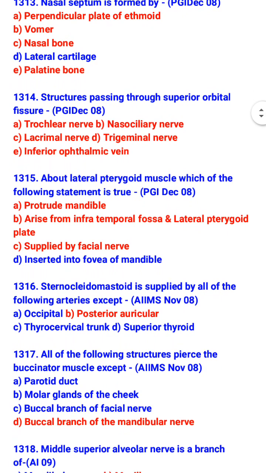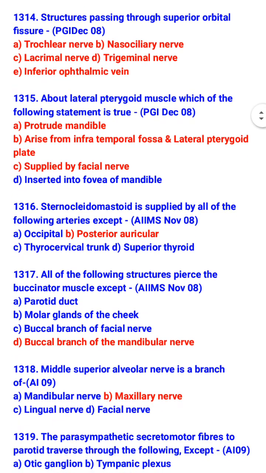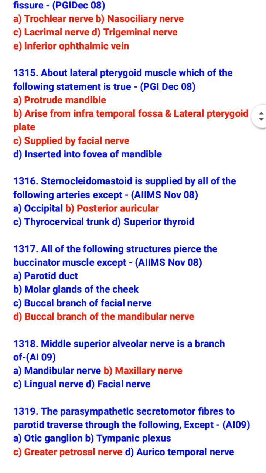About lateral pterygoid muscle, which of the following statements is true? It protrudes the mandible, arises from infratemporal fossa and lateral pterygoid plate, and it is supplied by facial nerve. Sternocleidomastoid is supplied by all of the following arteries except posterior auricular. So sternocleidomastoid is supplied by occipital, thyrocervical trunk, and superior thyroid.